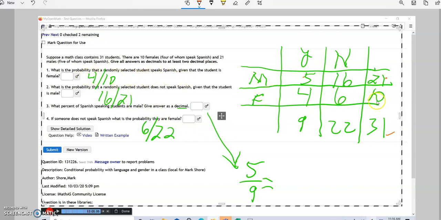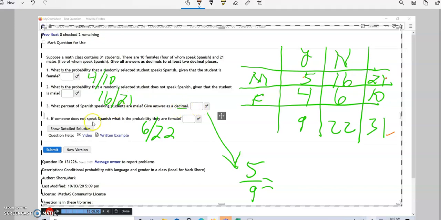Given that the student is female, so out of 10 females, 4 said yes. What is the probability that a student does not speak Spanish, given that the student is male? So 21 total males, 16 said they do not.